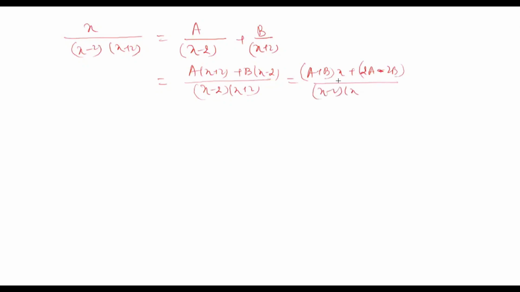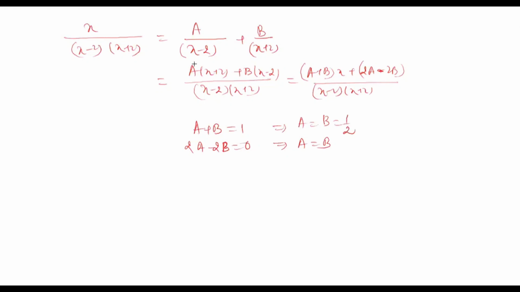Now, as these two expressions are the same, it means that a plus b should be equal to 1. Then only it will become 1 into x. And this part, 2a minus 2b, should be equal to 0. Then only I'll have 1 into x plus 0. This implies that a should be equal to b, so a equals b equals half.